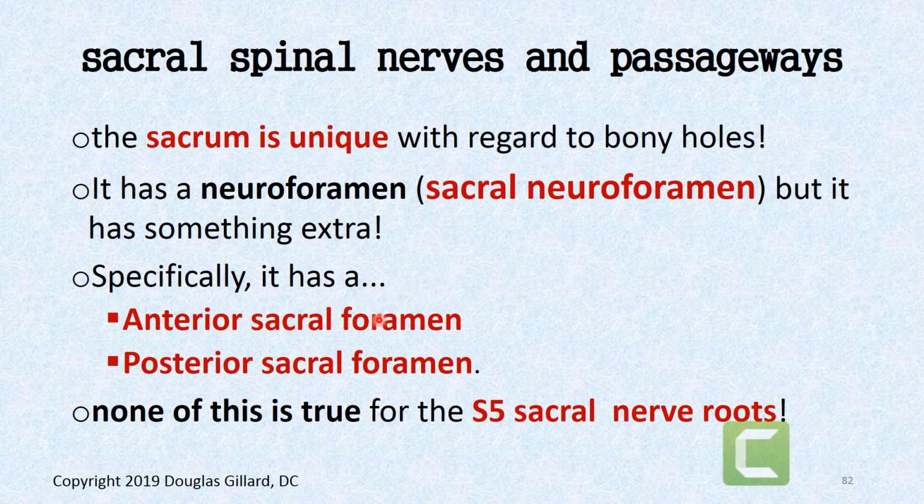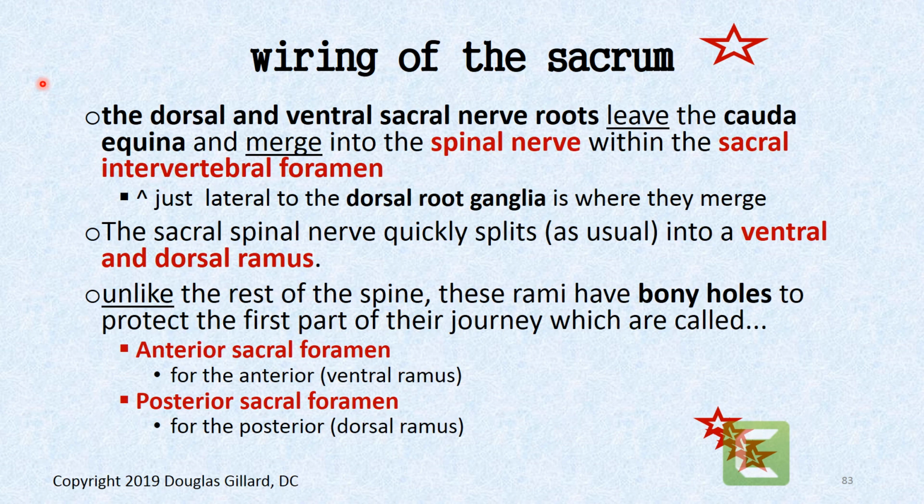So we talked about the anterior sacral foramen. I showed you quickly the posterior sacral foramen. This S5 sacral foramen is weird, right? But the wiring of the sacrum is weird. So the dorsal and ventral roots leave the cauda equina and merge with the spinal nerve, within the sacral intervertebral foramen. Nothing weird about that.